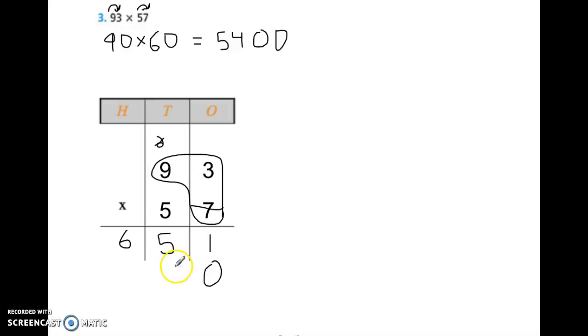5 times 3 is 15. Carry my 1. 9 times 5 is 45, plus 1 is 46. And I go ahead and add all these up.